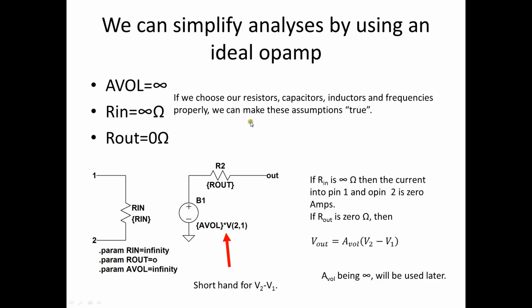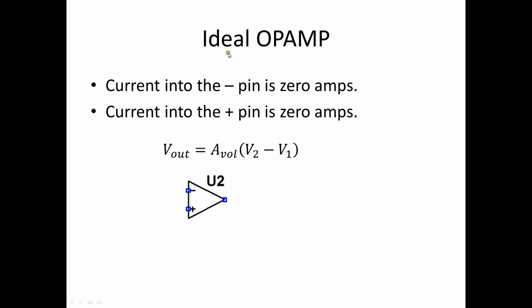Something to call out: in LTspice, V(2,1) is shorthand for V2 minus V1. And as we'll find out, if we choose our resistors, capacitors, inductors, and frequencies properly, we can make these assumptions become true, or true enough. So to summarize the ideal op-amp, Vout equals AVOL times (V2 minus V1). We set that equal to infinity in our analysis. The current into the negative terminal and the current into the positive terminal is 0.